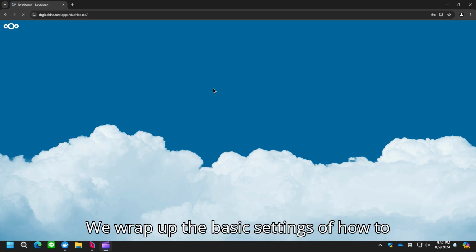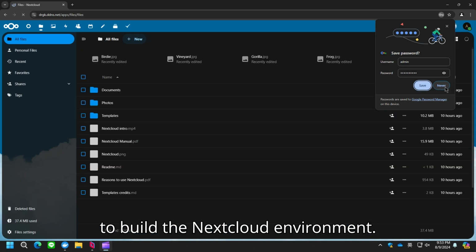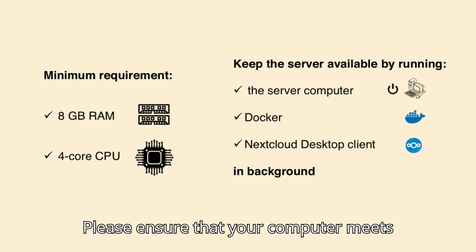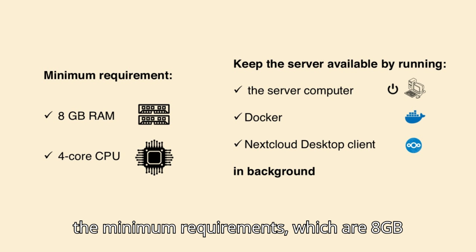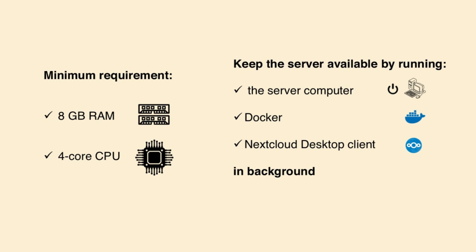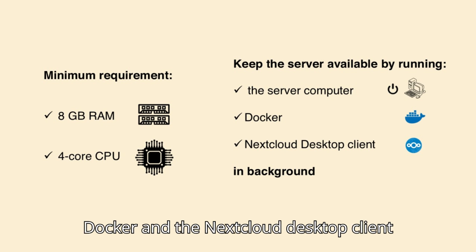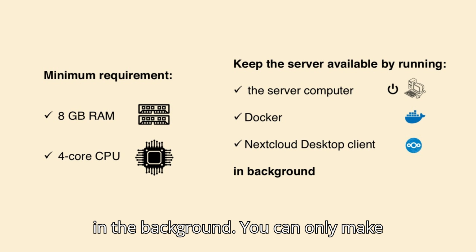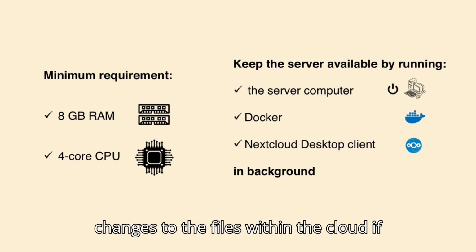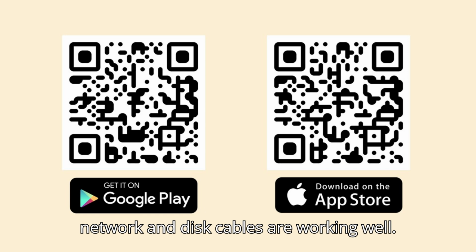We wrap up the basic settings of how to create your private cloud. We use Docker to build the Nextcloud environment. Please ensure that your computer meets the minimum requirements, which are 8 GB of RAM and 4 cores of CPU. To keep your cloud server available, run Docker and the Nextcloud desktop client in the background. You can only make changes to the files within the cloud if the server computer is on and both the network and disk cables are working well.